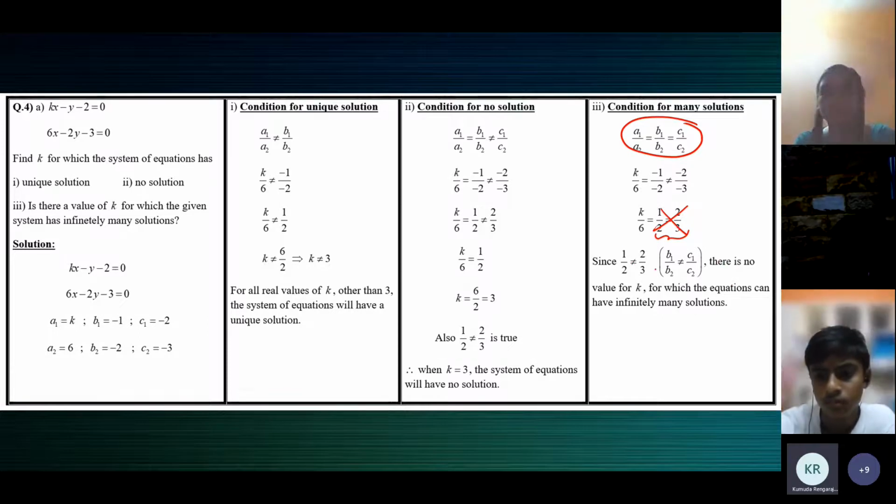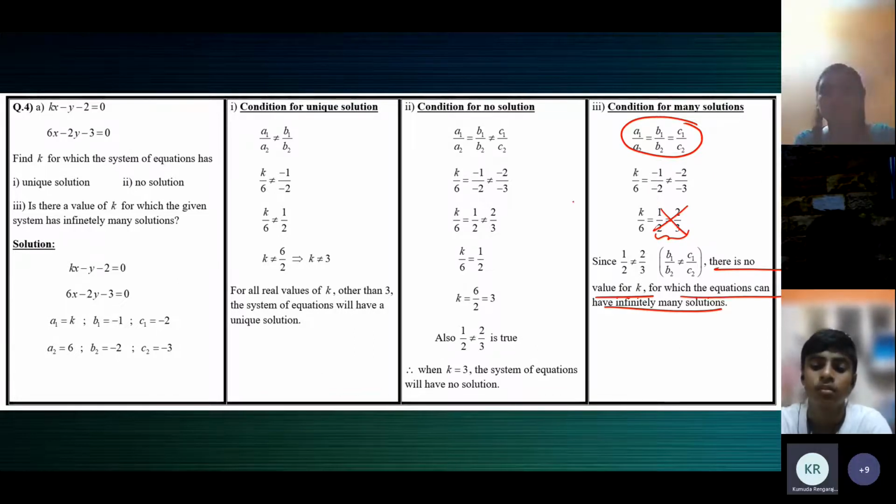Since half is not equal to 2 by 3, there is no value for k for which the given system of equations can have infinitely many solutions, because whatever be the value of k. Now you will think, k can be 3. Supposing k is 3, you will get 3 by 6 is equal to 1 by 2 is equal to 2 by 3.